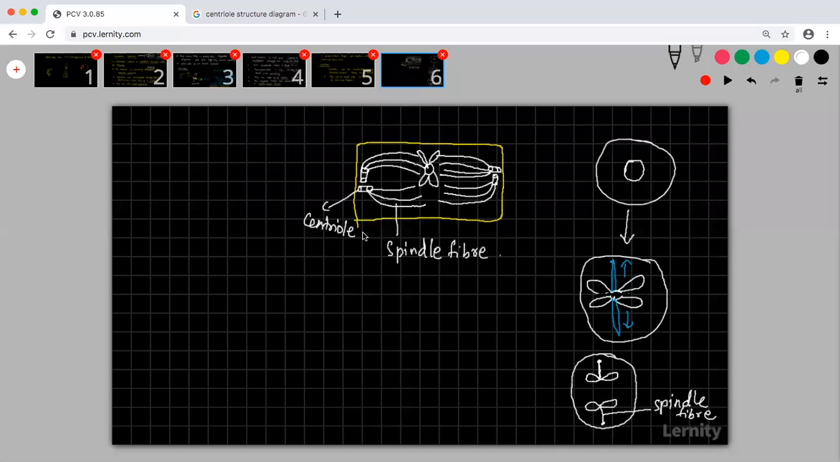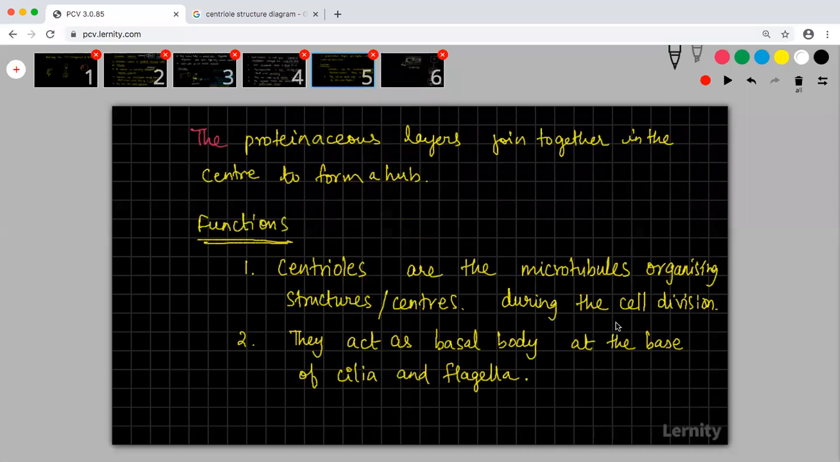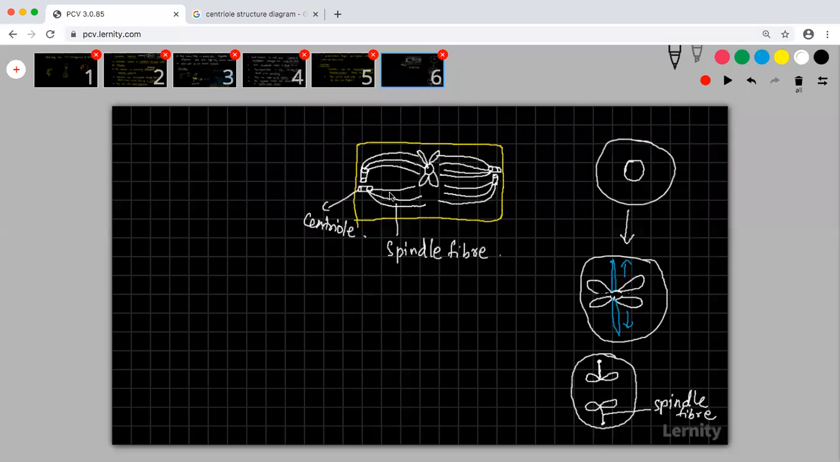What is the role of centriole? Centriole is acting as a microtubule organizing structure or center. This is the place where these microtubules are organized. So initially it is like this, kind of packed. After some time, small strands will start to come out from here. After some time, they will start to grow.